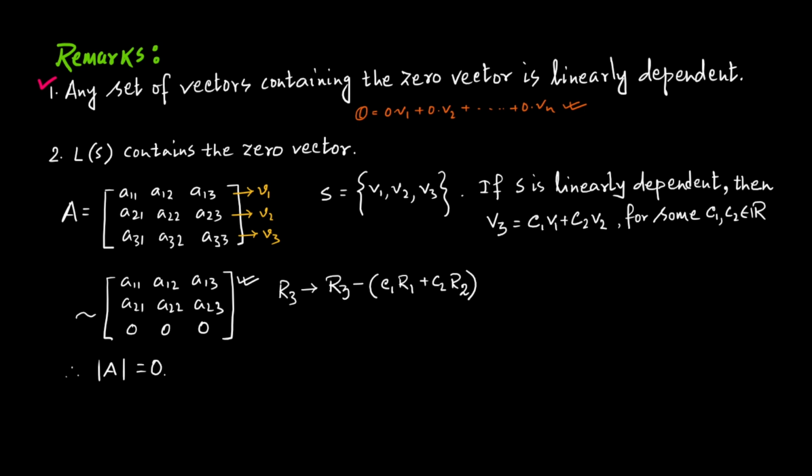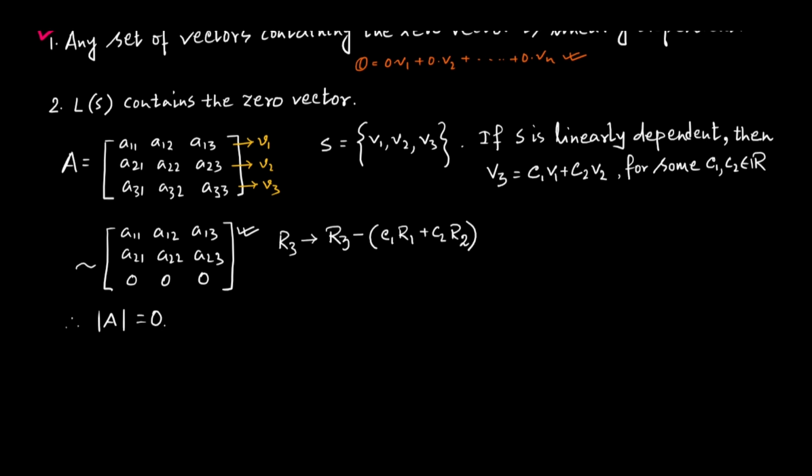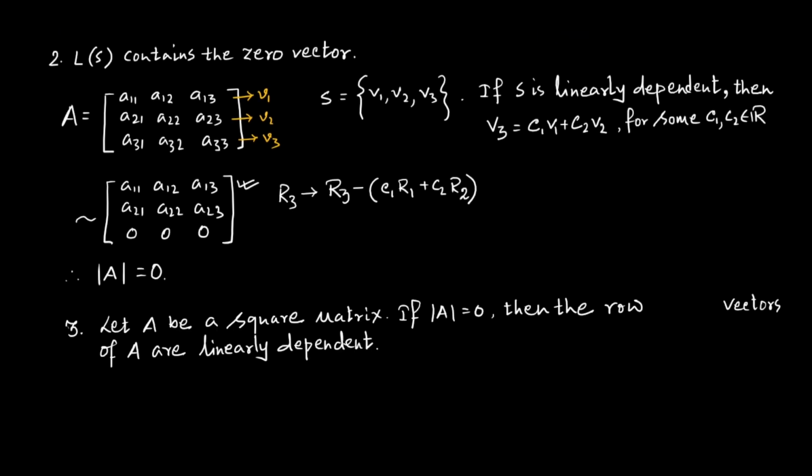We have got that when the set of row vectors of a square matrix are linearly dependent, then the determinant value of that square matrix will be 0. We have seen this for a 3 cross 3 matrix, and similarly you can have an analogous result for an n cross n matrix. So we can write that: let A be a square matrix. If determinant A is equal to 0, then the row vectors of A are linearly dependent.